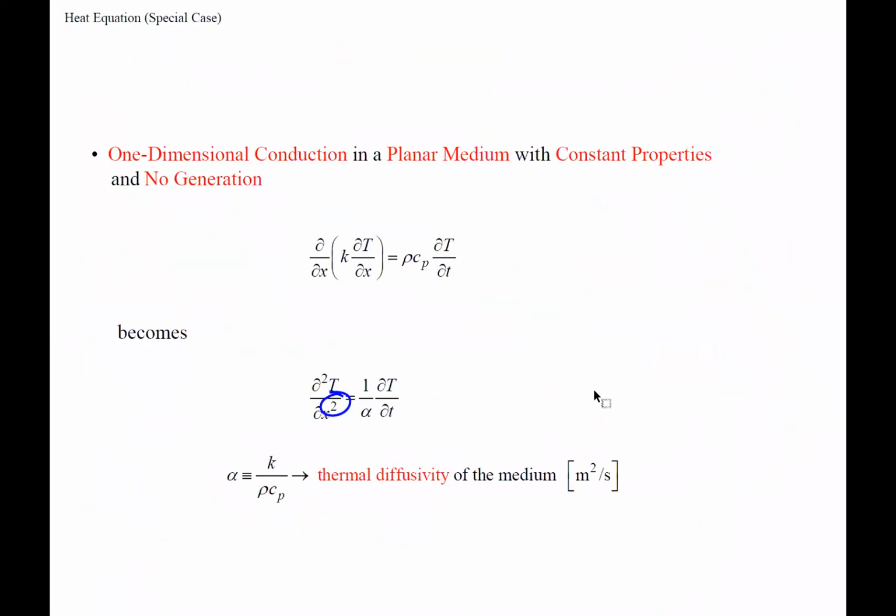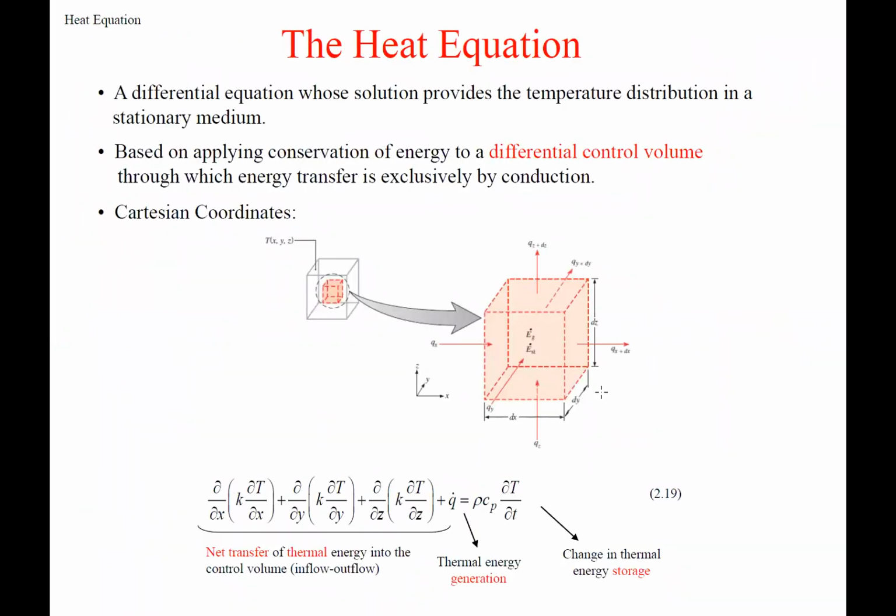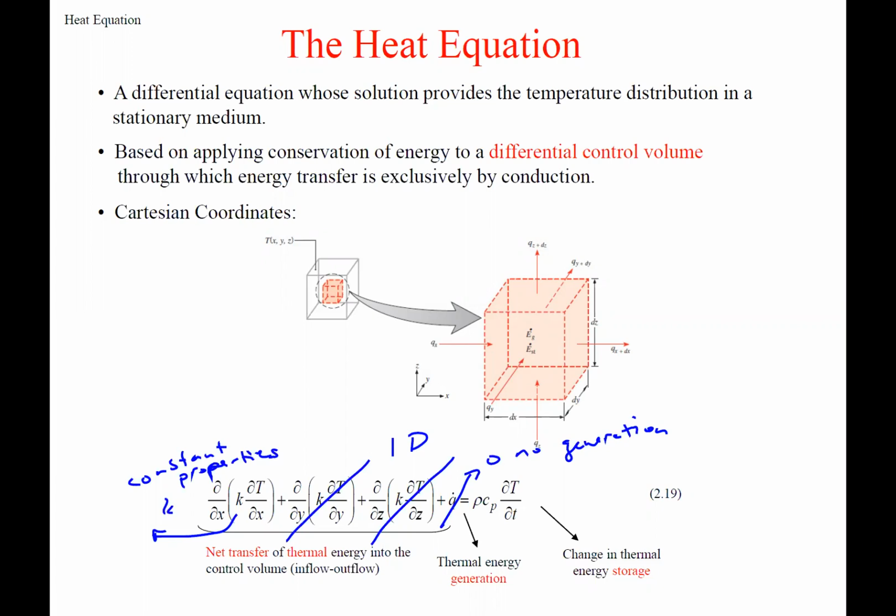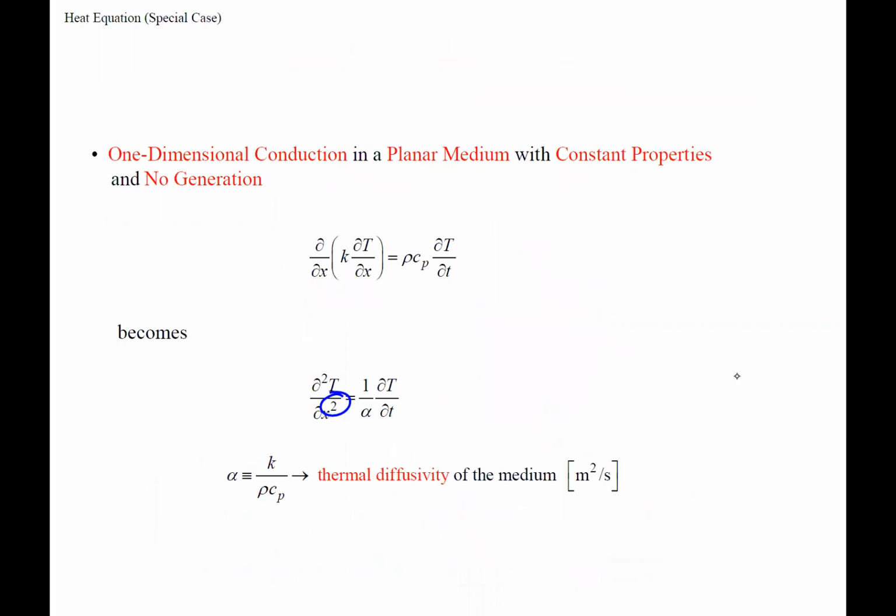So if we go back to our general heat equation, we have one here. If we do 1D, so one dimension, so get rid of y and z. If we move k outside, that would be constant properties. And then it also told us no internal heat generation, so that term goes away too. Then we can take the k that's outside and divide it out, and we'll end up getting the form we created last class. That looks like that.